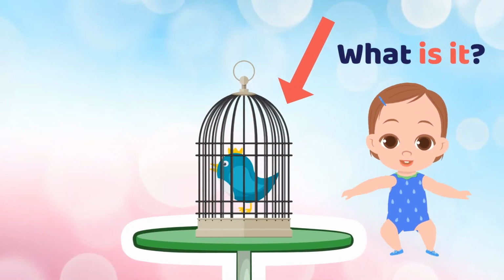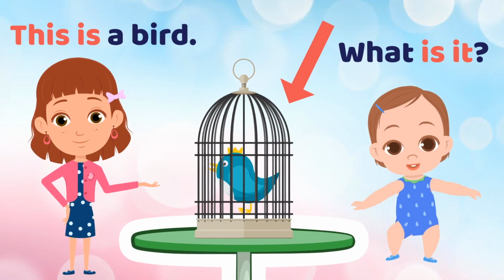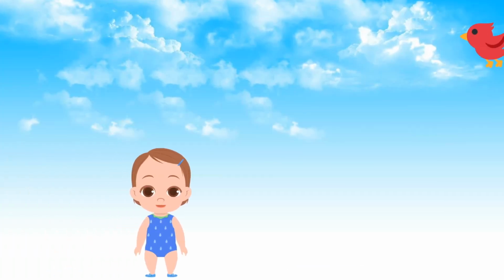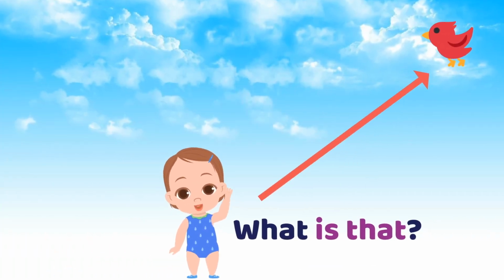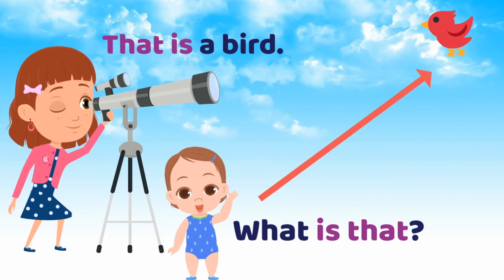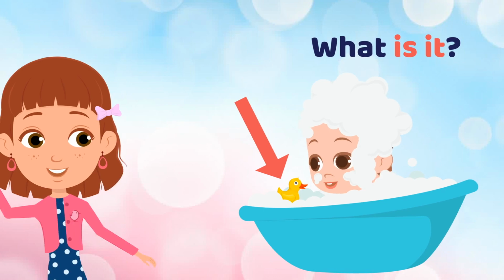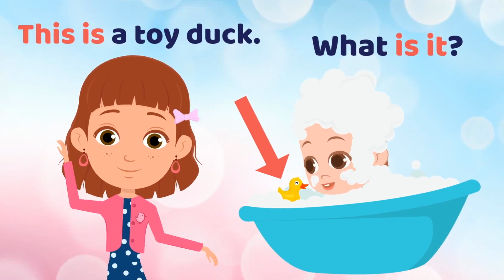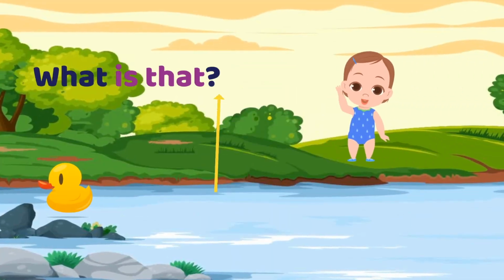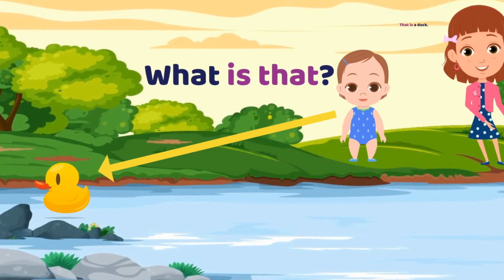What is it? This is a bird. What is that? That is a bird. What is it? This is a toy duck. What is that? That is a duck.